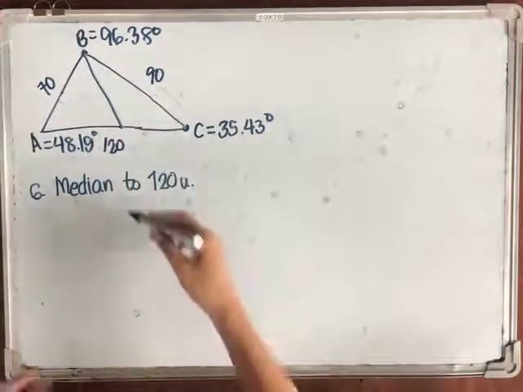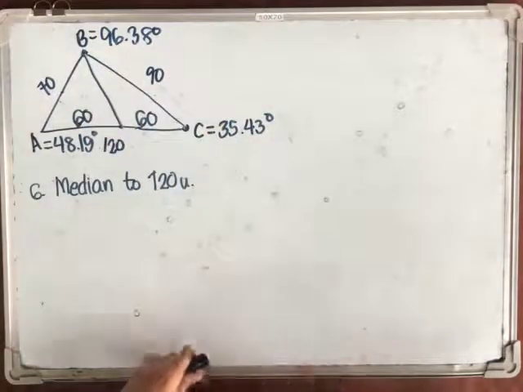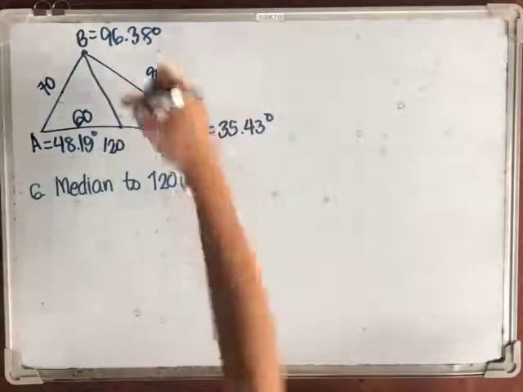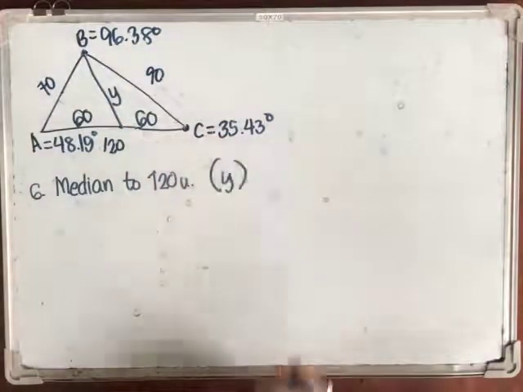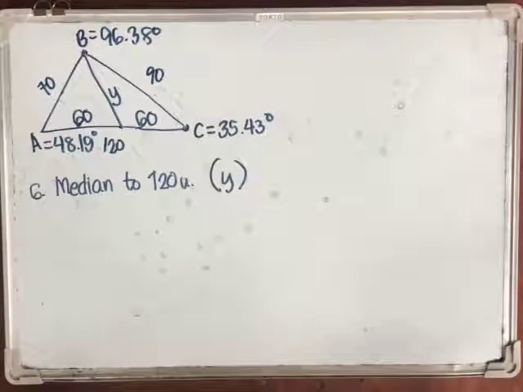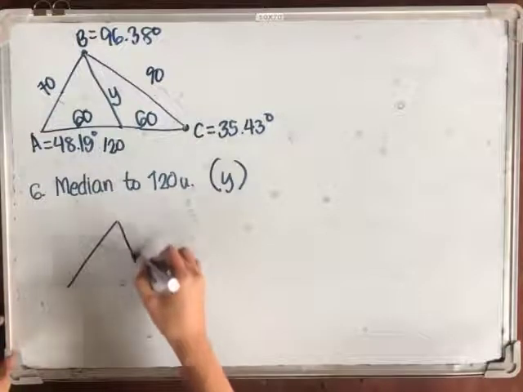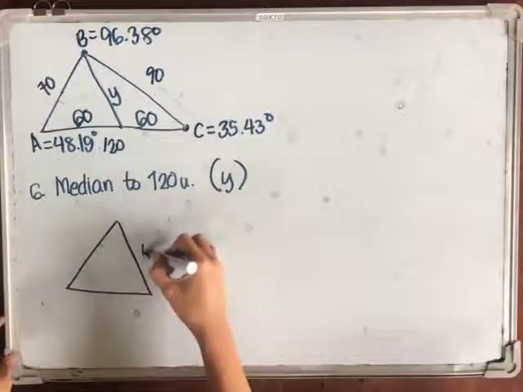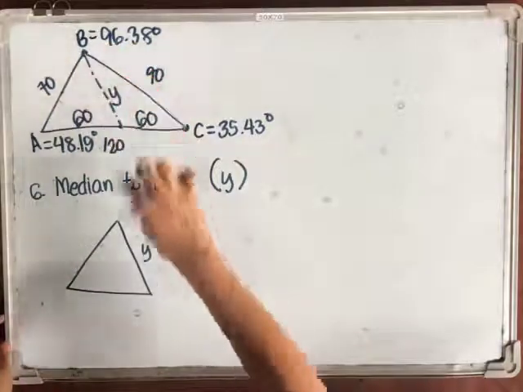So that means, if that's 120, it is safe to say that this one is 60, and this one should also be 60. And let's say what we are looking for here is denoted by variable y. Now, how are we going to get variable y? Take note, we have our angles already. So, if you look at this portion here, I will isolate it now. This one is y. Let's have it as a broken line.